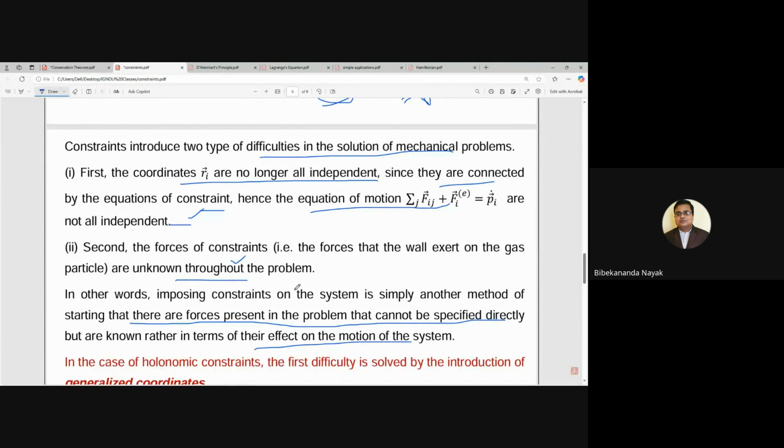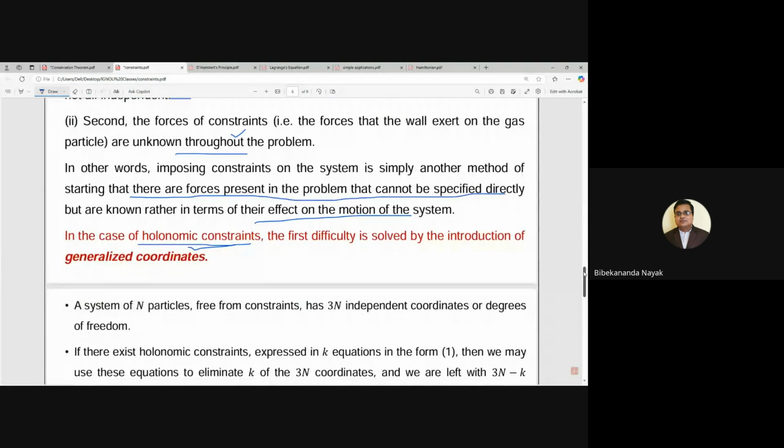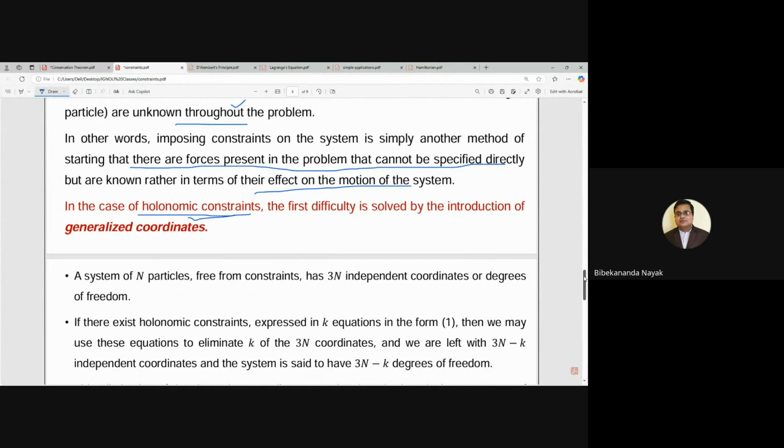Someone is responsible for not allowing the molecules to go beyond that gas container. Someone is restricting them, but we don't know that force. In the case of holonomic constraint, the first problem, that the coordinates are no longer independent, we can solve by using generalized coordinates, a set of independent coordinates, for holonomic constraint only. The first difficulty is solved by the generalized coordinate, and the second difficulty can be solved by one procedure known as D'Alembert's principle.